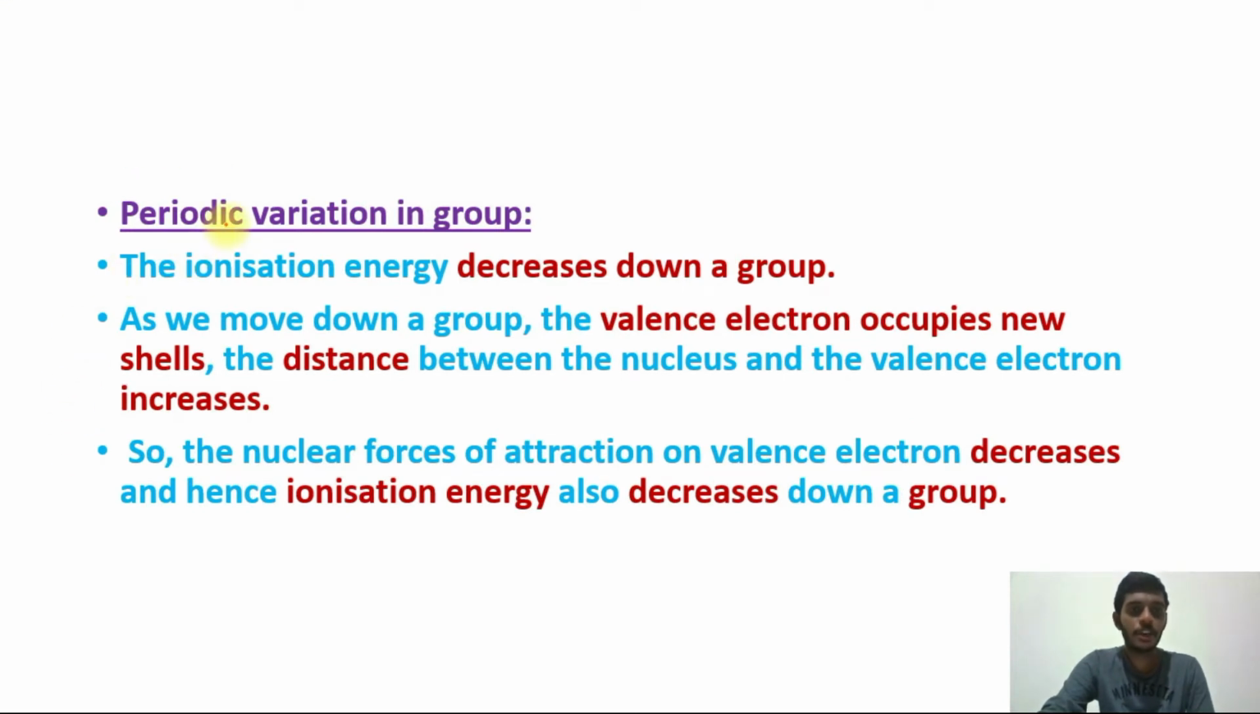The periodic variation in a group. The ionization energy decreases down the group. As we move down the group from top to bottom, the valence electron occupies new shells. While going from top to bottom, new shells are added, so the distance between the nucleus and the valence electron will be more. So the nuclear force of attraction will be decreased. So ionization energy also decreases down the group.